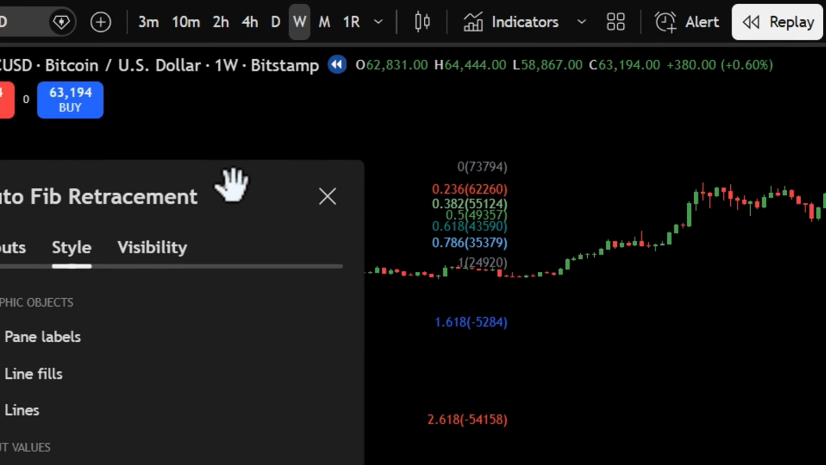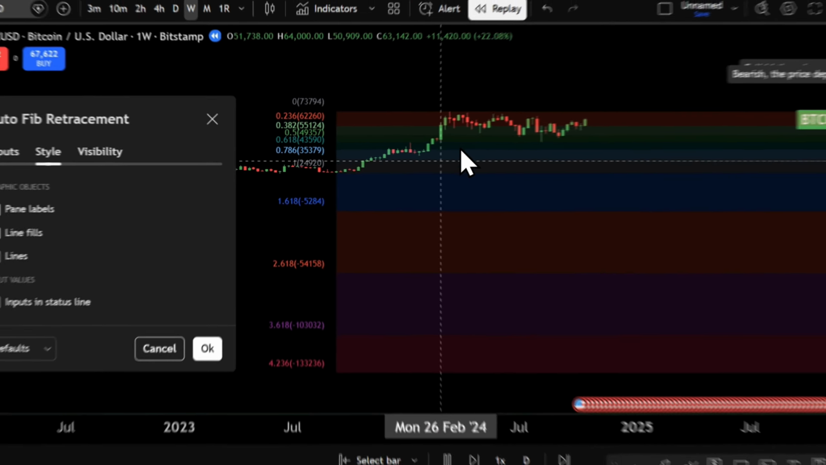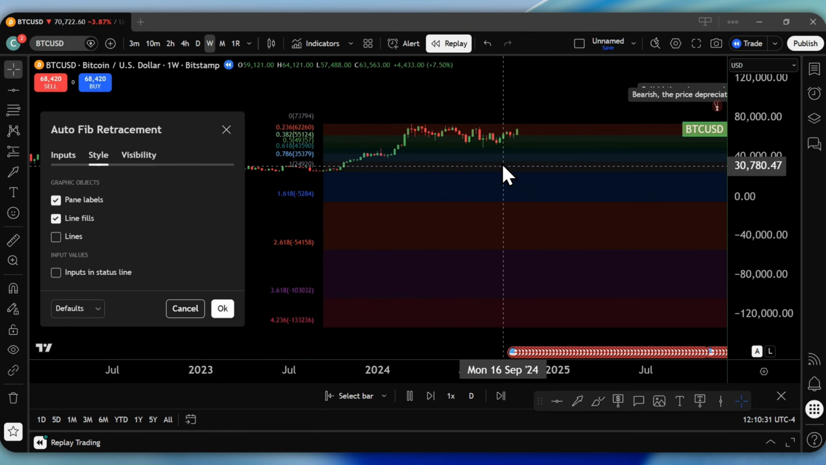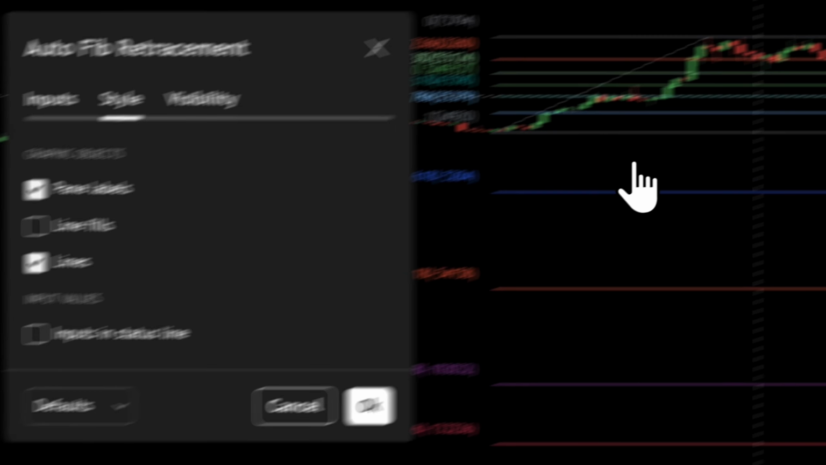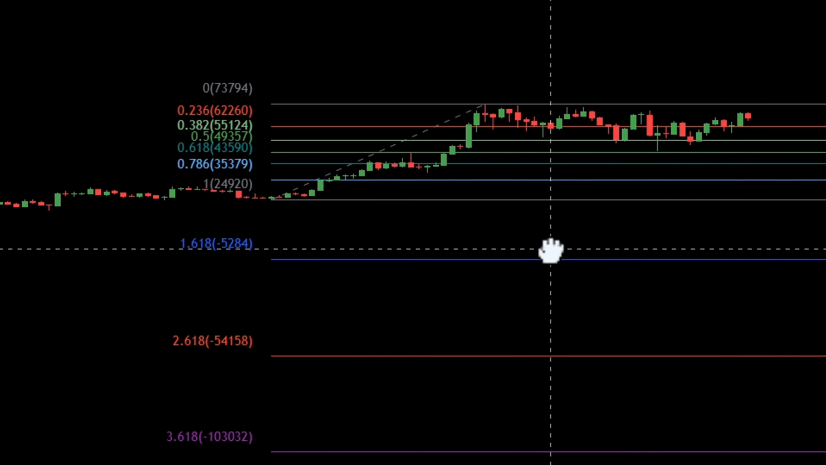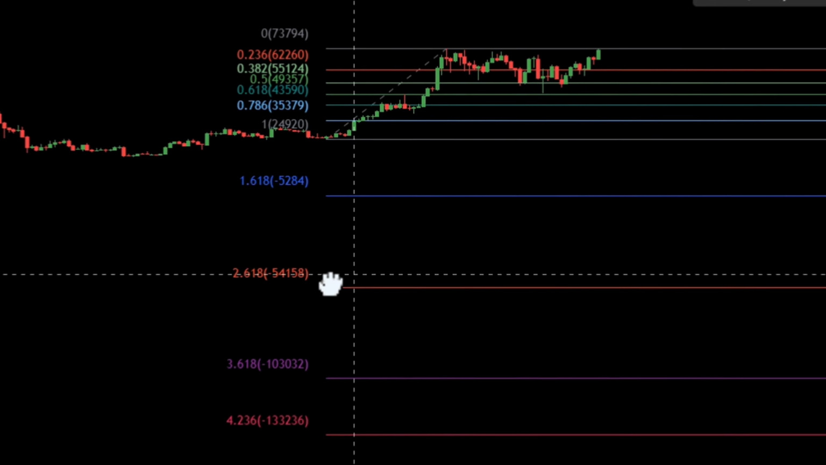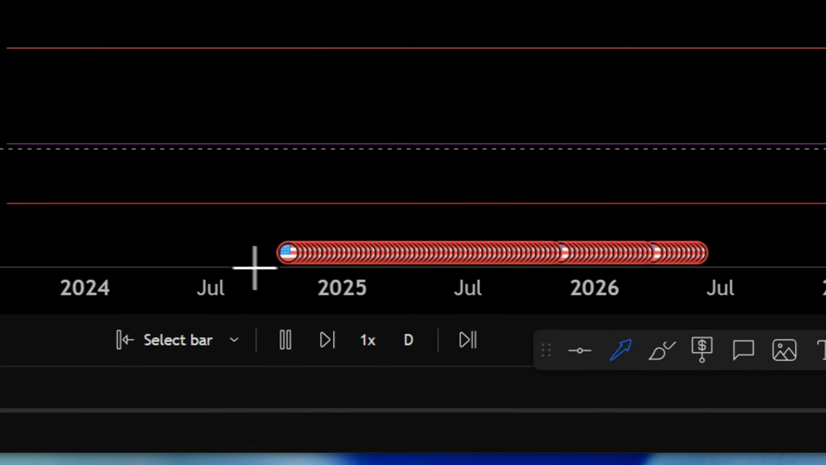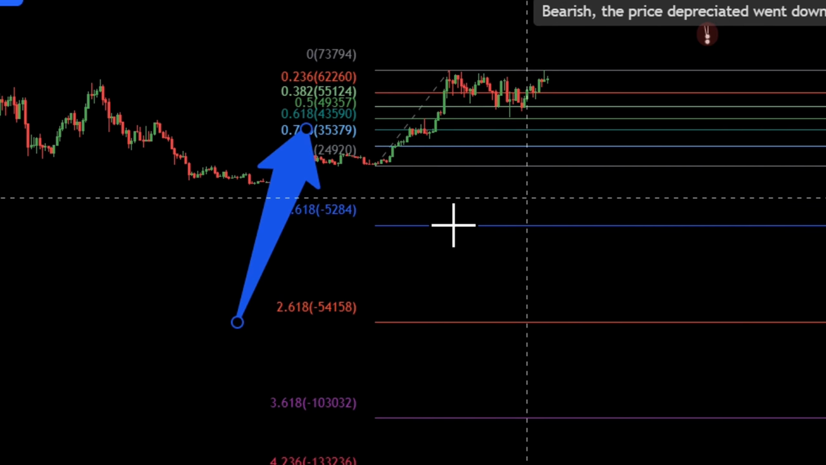Which levels matter most? Here's where many beginners get overwhelmed. The tool can display a lot of levels. You don't necessarily need all of them. Many traders focus primarily on a few key areas. The 0.382 level, the 0.5 level, and the 0.618 level. These tend to attract the most attention.